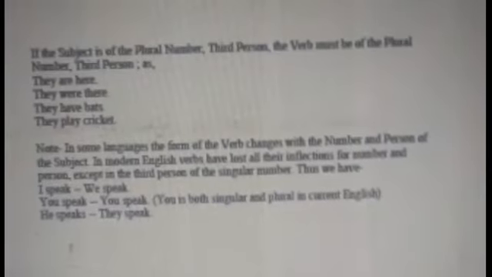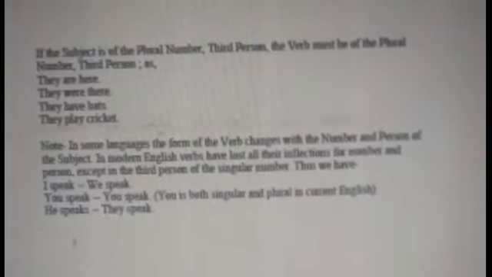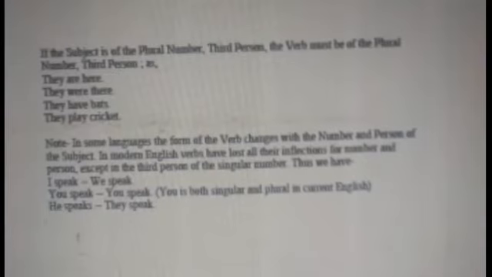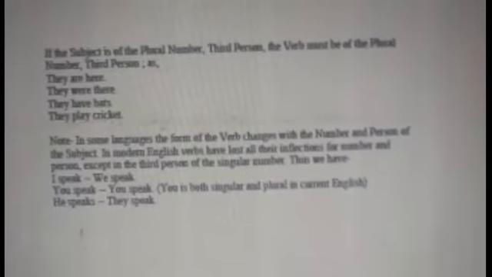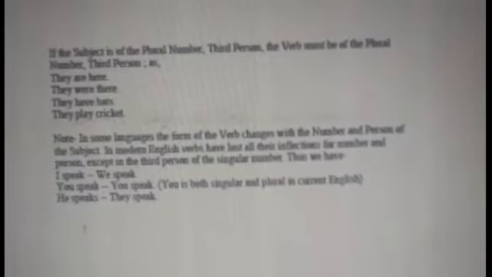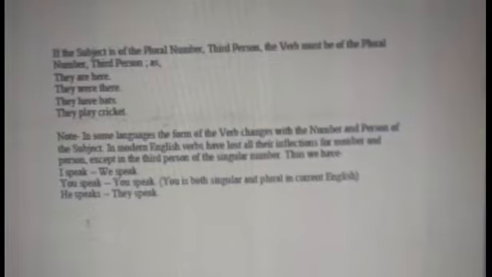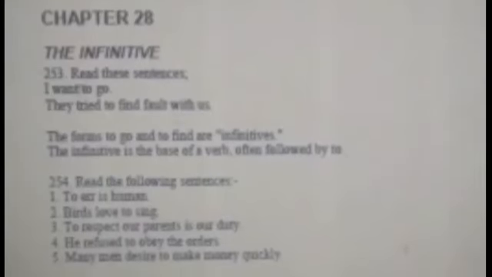And again we will study the agreement of the verb with the subject in the next coming chapters. One more topic, that is a subtopic here, a small topic, that is the infinitive. I want to go. They try to find fault with us. Here the infinitive forms, to go, to find, are infinitives.